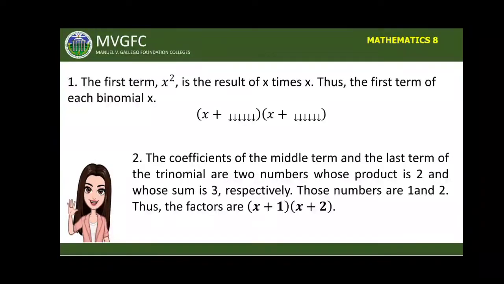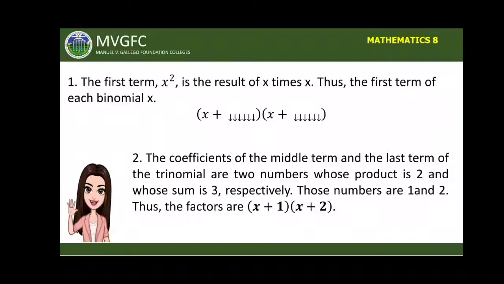Because when you multiplied 1 and 2, the product is 2. And when you add 1 and 2, 1 plus 2, that is 3. So, nakuha natin yung middle term kanina. So, that's why the factors of x squared plus 3x plus 2 is simply equal to quantity x plus 1 times quantity x plus 2.